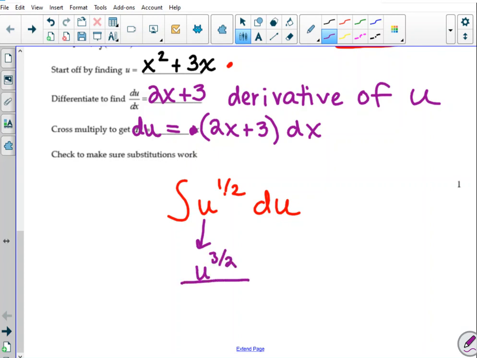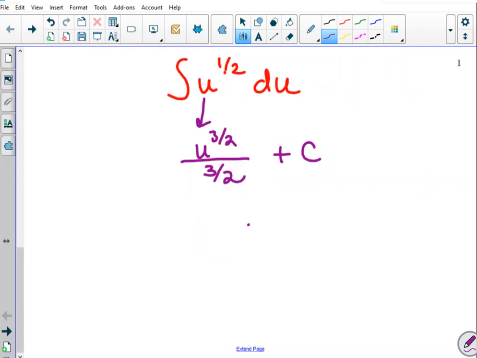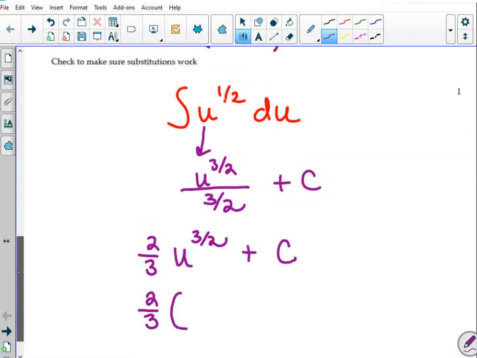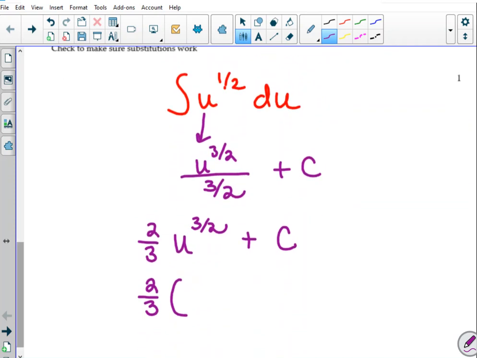U to the 3/2 divided by 3/2 plus c, and then clean up. Two things to clean up. Number one, you know me, nope, let's do this: 2/3 u to the 3/2 plus c, and then this is where I'm always like, what was u? Oh yeah, x squared plus 3x. X squared plus 3x to the 3/2 plus c.